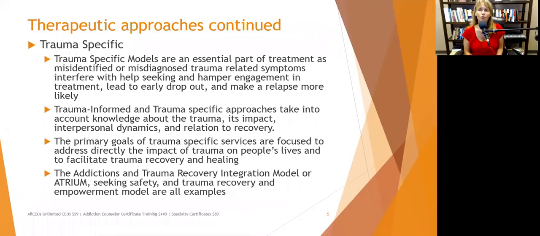The Addictions and Trauma Recovery Integration Model, or ATRIUM, is one approach, a trauma-specific approach that can be used. Seeking Safety is another one, and you can buy the Seeking Safety manual on Amazon. I highly recommend it. I had a couple of clinicians who used that as the backbone of their intensive outpatient programs, and we had just absolutely fabulous results with the women reporting improvements in a lot of different symptoms, not only drug use but also anxiety, depression, anger. Across the board there were improvements in symptoms. And Trauma Recovery and Empowerment Model is another approach that you can use.